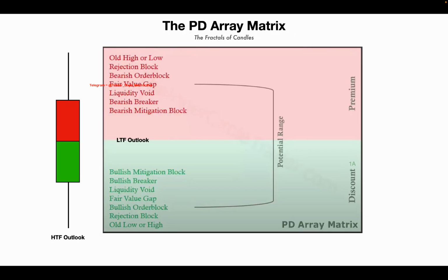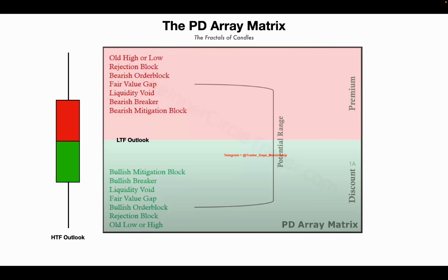The PD array matrix, the fractals of candles. So on a higher time frame outlook, once you have that TPD that is already defined and already confirmed by a higher time frame SMT, so you have, for example, the monthly SMT and then the daily TPD and then the weekly SMT afterward. Once you have all of that in conjunction, you're probably wondering, okay, well, how do I get in sync? How do I actually enter in these trades? Well, this is where the PD array matrix comes into play.